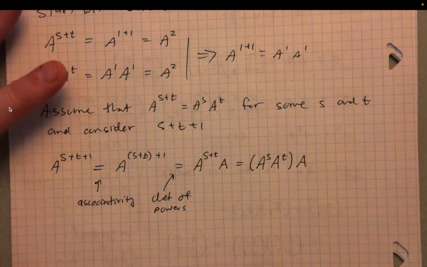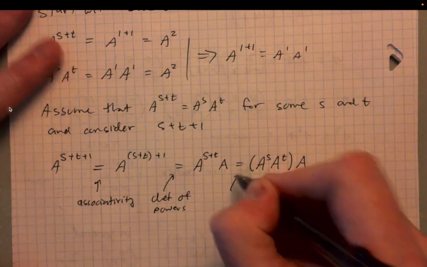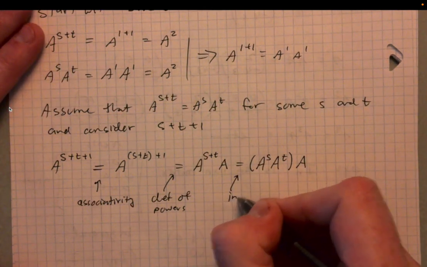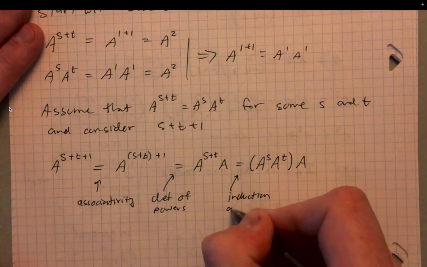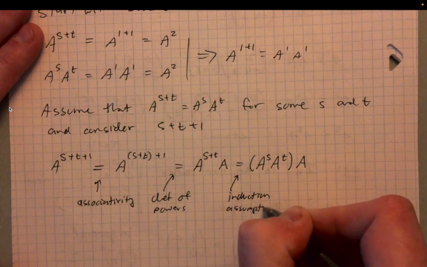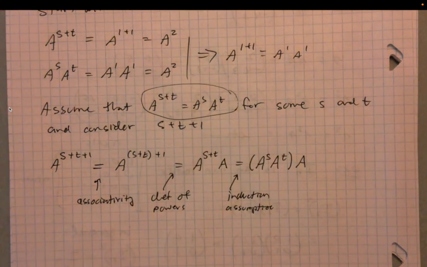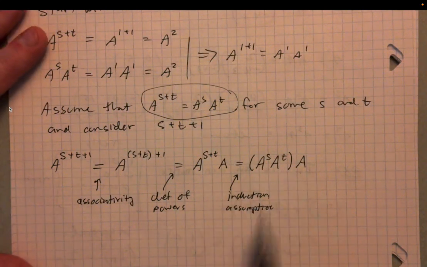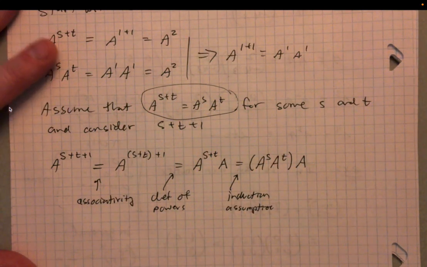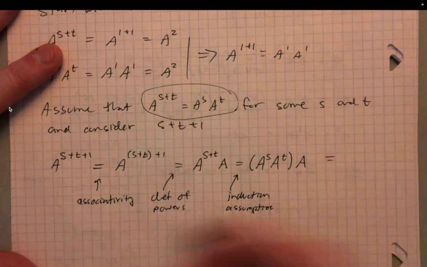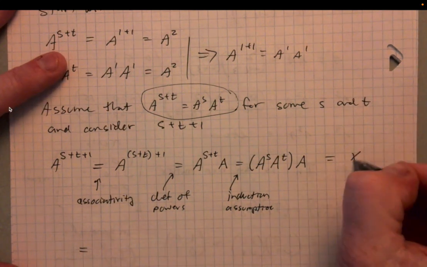Now, what am I doing here? How did this happen? Well, this is the induction assumption, specifically this thing here. We showed it's true for s equals 1 and t equals 1, and then we assume it's true for some other s and t, and we're going to show that that implies it's true for s plus t plus 1 more. So that's the induction assumption, and we'll keep cruising here.